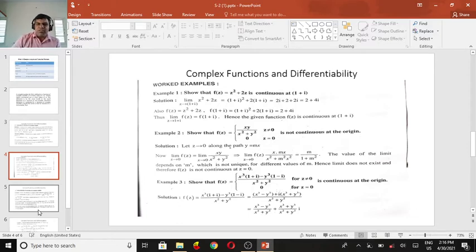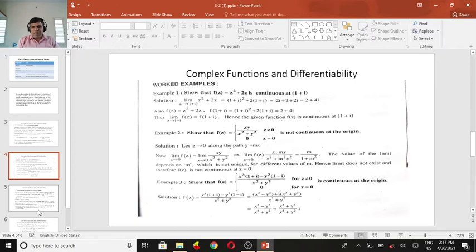One more example I am taking. Let the function f of z equal x cube times (1 plus i) minus y cube times (1 minus i), divided by x square plus y square for z not equal to 0, and 0 for z equal to 0. Show that it is continuous at the origin. In the same way I express the term, and again I separate the real and imaginary parts, real function and imaginary function: u of xy plus i v of xy.